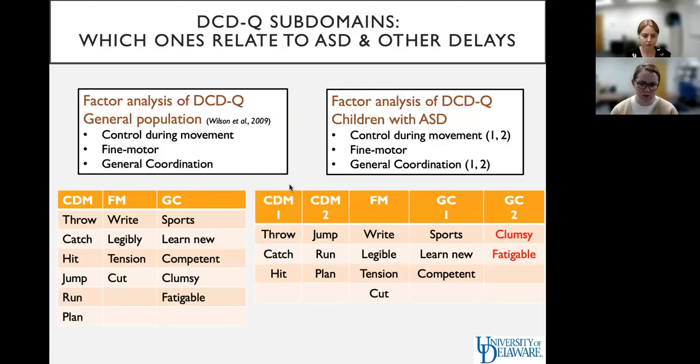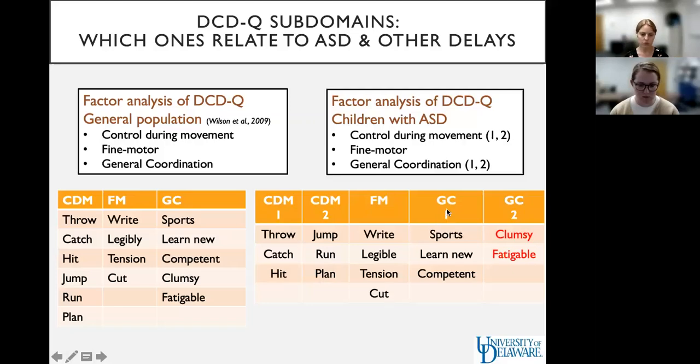And so you get CDM1. So there are 2 factors within control during movement. The first one is actually visuomotor, a series of ball skills. The second one is a series of multi-limb coordination, or I would say motor planning. This item is specifically on motor planning. And then fine motor stands on its own.